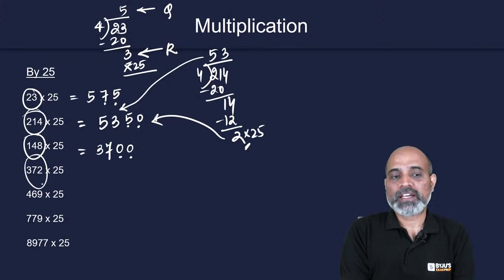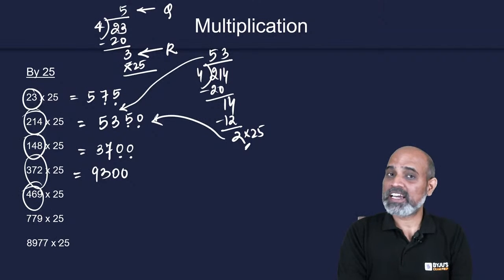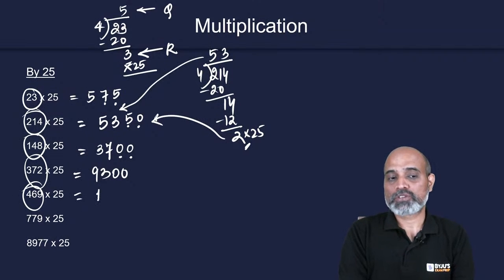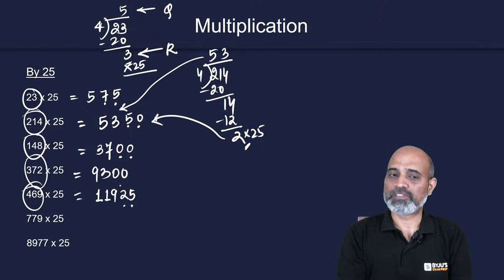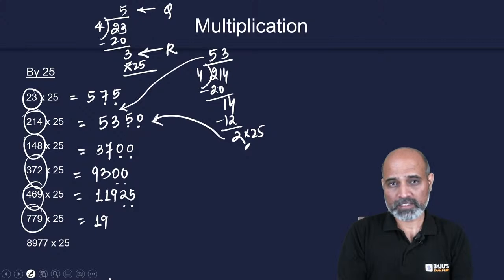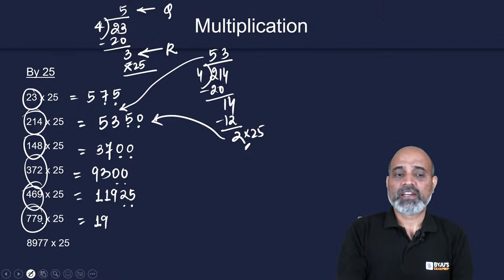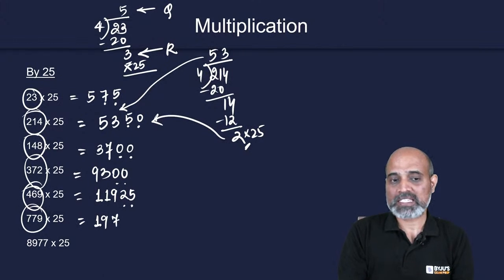372 into 25. Divide 372 by 4. So this is going to give you 93 times. Remainder is 0. So 9300. 469 into 25, divide this by 4. So it's going to give us 119 with a remainder of 1. So 1 into 25 will give you 25. 779 into 25. 779 को 4 से divide करो. So this is going to give us 19, because 19 into 4 is anyways 76. Remainder is 3. 3 into 25 is going to give me 75.